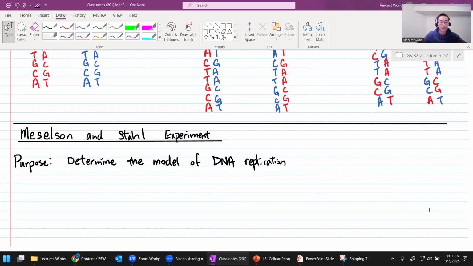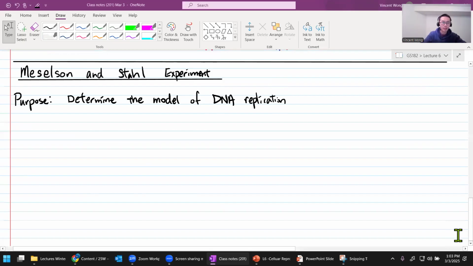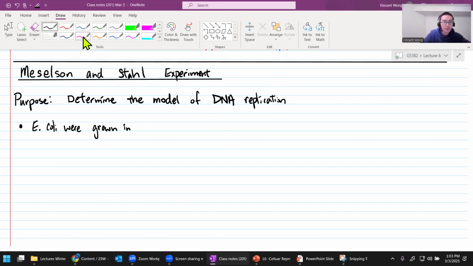So what did they do? This is what they did. E. coli, as in the bacteria, were grown in N15. I'm going to use red for this one. N15 culture for many generations.